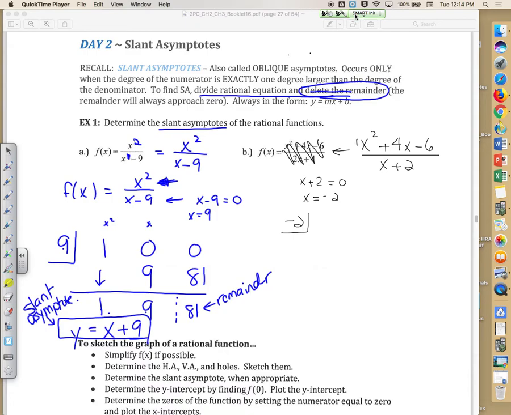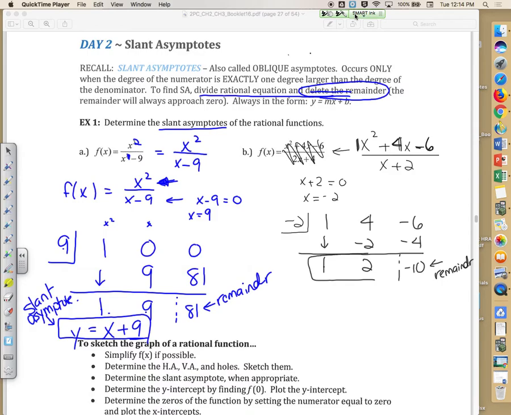The numbers across the top row are the coefficients for your polynomial. So 1x squared, we have 4 x's, and we have negative 6 for the constant term. Bring the first term down, multiply, add down, we get 2. Multiply, add down, we get negative 10. Again, that's the remainder, so we're going to ignore that.